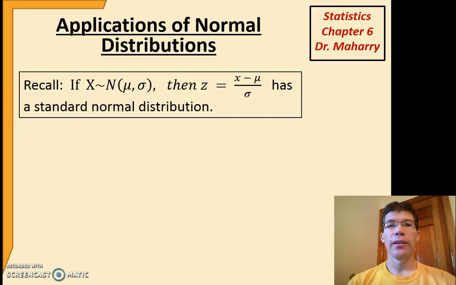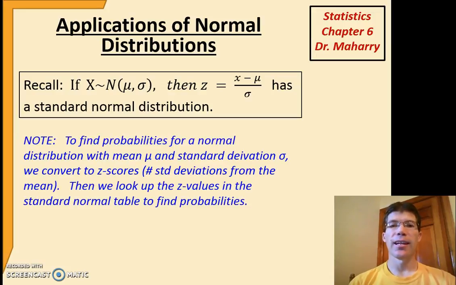So recall that if we have any other normal distribution and we know the mean mu and the standard deviation sigma, we can convert to z-scores, and then this will have a standard normal distribution. So if we have any other normal distributions, the idea is to convert the numbers to z-scores. If I have x is normal with mean 100 and standard deviation 5, I can convert values in terms of how many standard deviations they are away from the mean. Then I can use the standard normal table to look up probabilities.